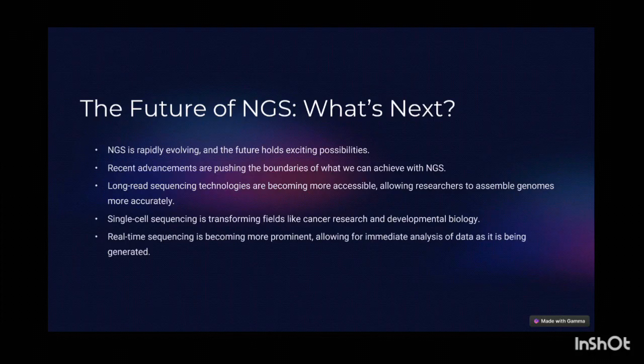Another area of innovation is single cell sequencing. Rather than sequencing a bulk population of cells, this technology allows us to sequence the genome or the transcriptome of individual cells. This is transforming fields like cancer research and developmental biology, where the ability to study genetic variations between cells can provide crucial insight into disease progression and treatment.